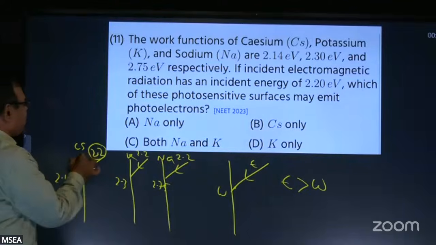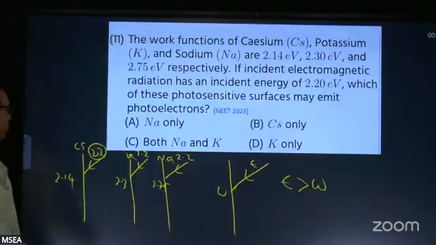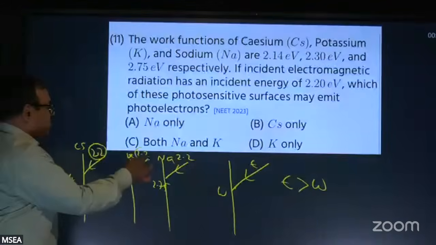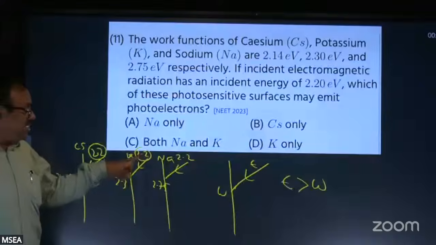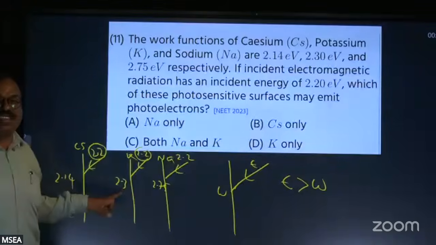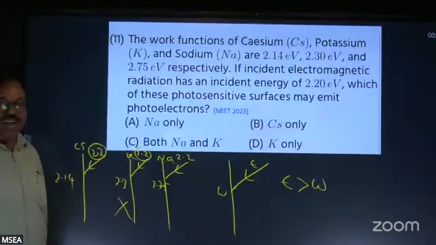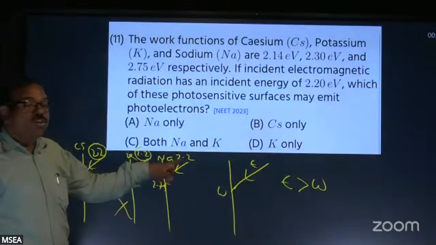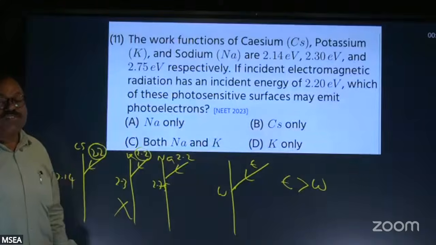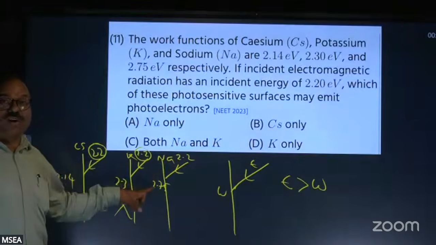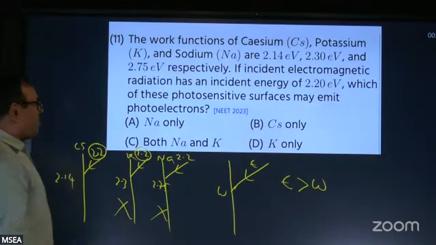What about the energy of light that is falling, 2.2? Let us take the first one: 2.2 is falling and the work function is 2.3, but the energy falling is less than the work function. You cannot get the photoelectrons here. And even here, 2.2 energy is falling, but the work function is 2.75, so less energy is falling on that. That's why you cannot get photoelectrons.